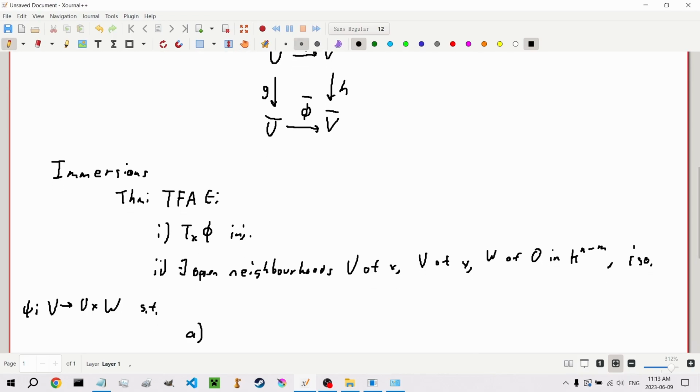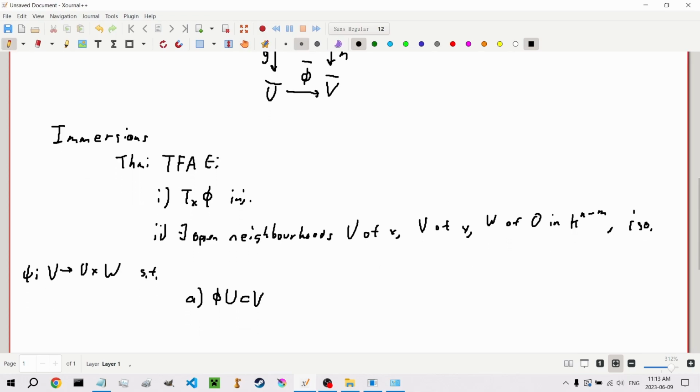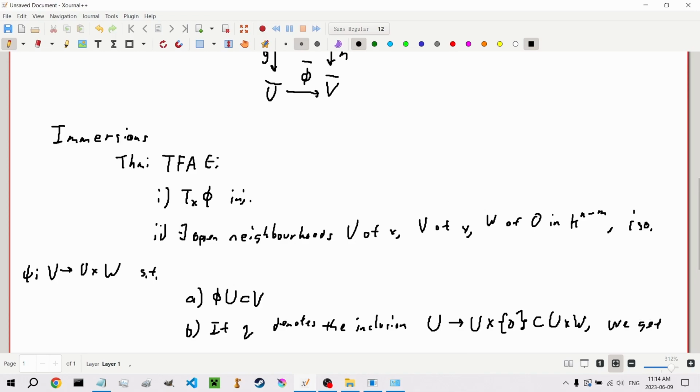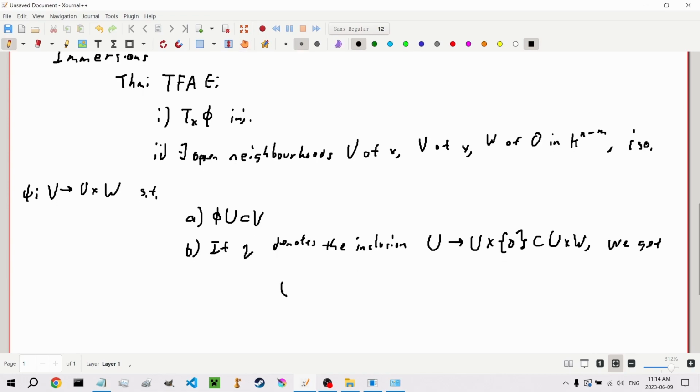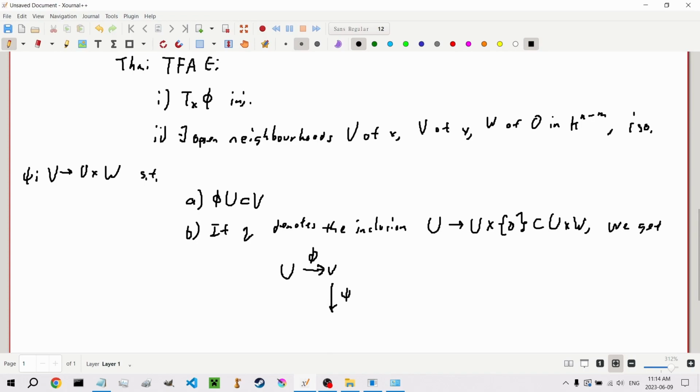well, first off here, phi takes U into V. Secondly, if iota, which I'm going to write backwards, denotes the inclusion, we can of course identify U with U times 0, which is a subset of U times W. We get the commuting diagram where we have the map from U to V of phi, then by our C to W is equivalent to our inclusion.